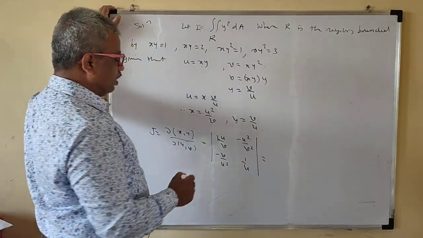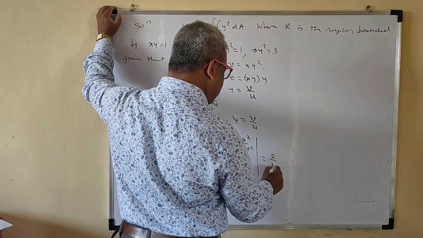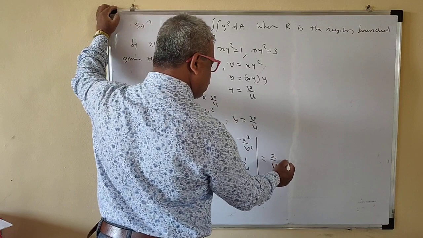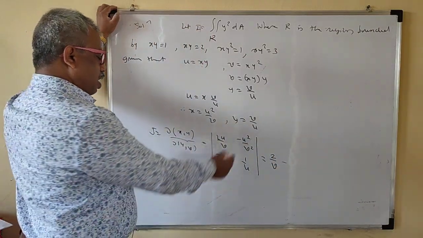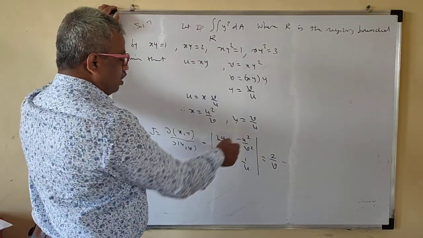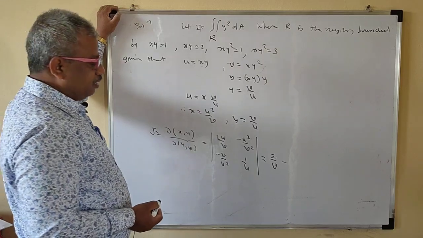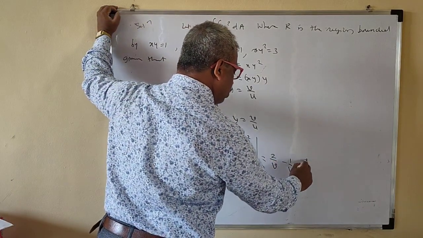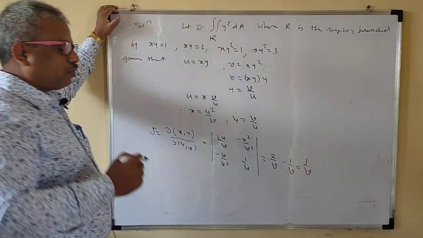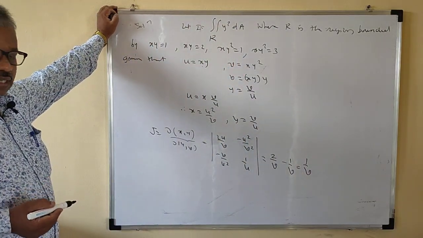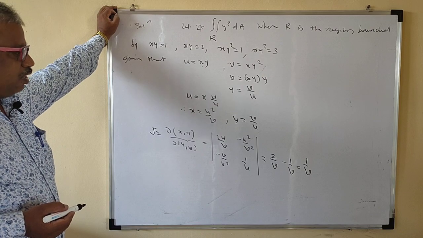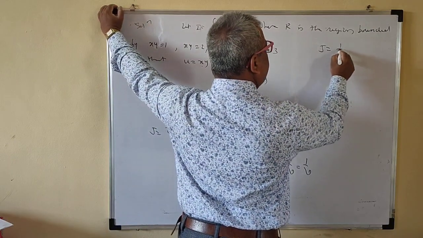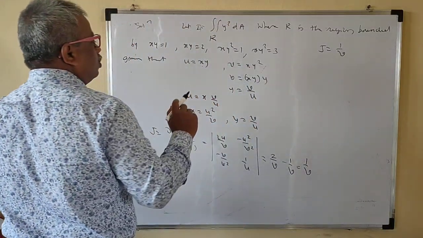So we cross multiply this. We get 2 by v minus, cross multiplying the other term, u squared gets cancelled, and we get 1 by v. Because denominators are same, the Jacobian is 1 by v. So I will write here somewhere: Jacobian is 1 by v.